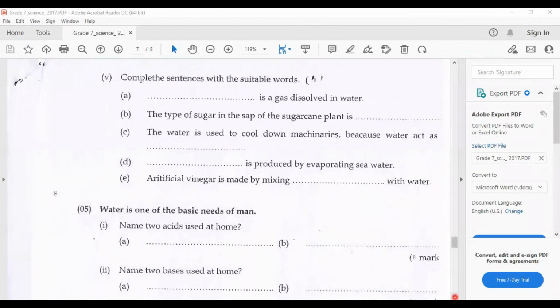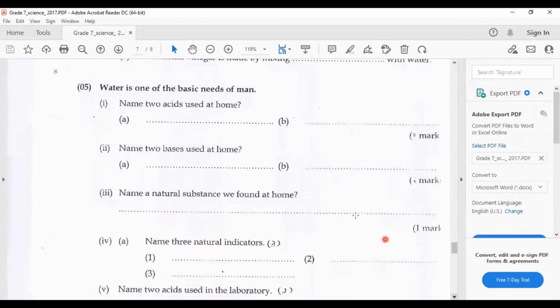Question number 5. Name 2 acids used at home. Answers are vinegar, lime juice. Name 2 bases used at home. And sodium bicarbonate. Name a natural substance we found at home. No need to answer that question. There's a mistake in that question.